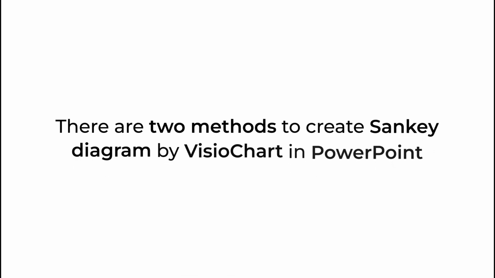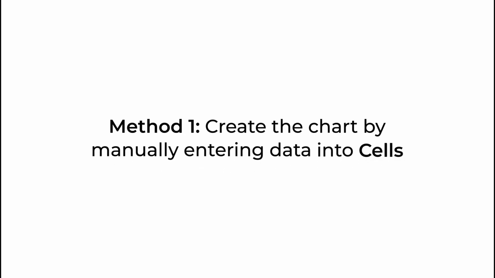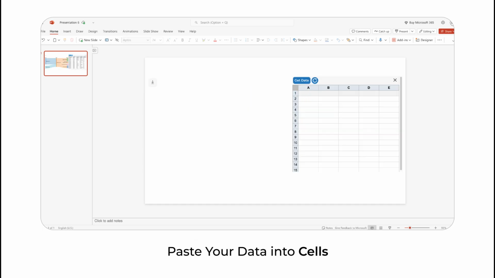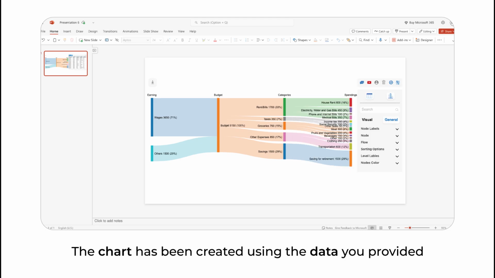There are two methods to create Sankey Diagram by VisioChart in PowerPoint. Method 1. Create the chart by manually entering data into cells. Click on Table icon. Paste your data into cells. The chart has been created using the data you provided.